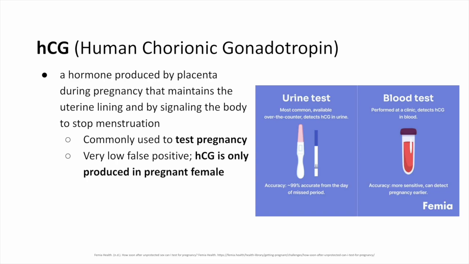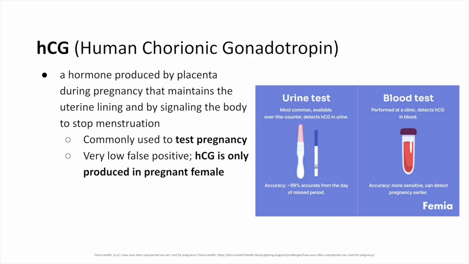This is not specifically a term, but I thought it might be important to know. So HCG is a short acronym for human chorionic gonadotropin. HCG is a hormone produced by the placenta during pregnancy that maintains the uterine lining and signals the body to stop menstruation. So HCG is the pregnancy hormone, and it is commonly used to test pregnancy. The reason is it has a very low false positive rate, as HCG is only produced in the pregnant female.